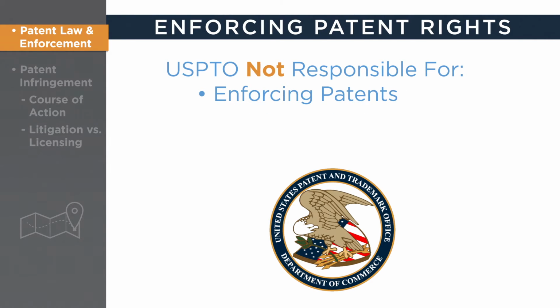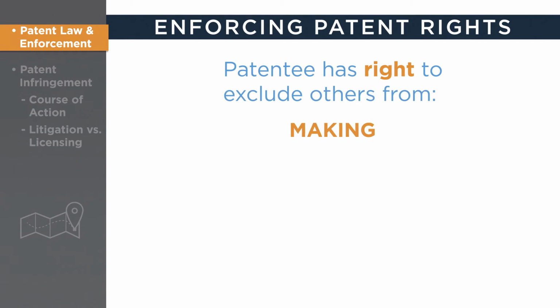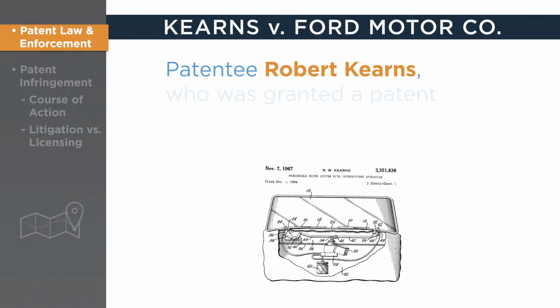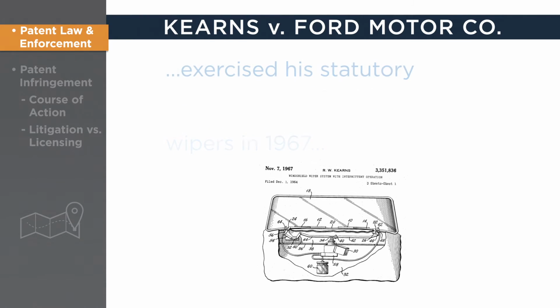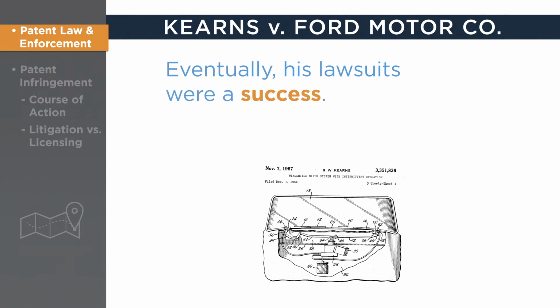It is up to the owner of the patent, called the patentee, to enforce it against infringers by filing a civil case in federal court for patent infringement. The patentee has the statutory right to exclude others from making, using, selling, or importing the patented invention throughout the U.S. Patentee Robert Kearns, who was granted a patent on intermittent windshield wipers in 1967, exercised his statutory right when he filed patent infringement lawsuits against Ford Motor Company and Chrysler Corporation in the 1990s. Eventually, his lawsuits were a success.